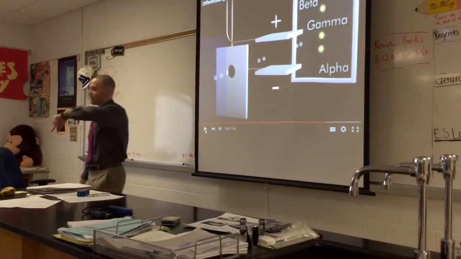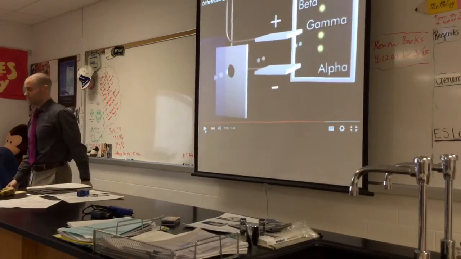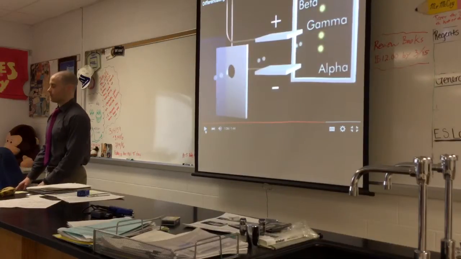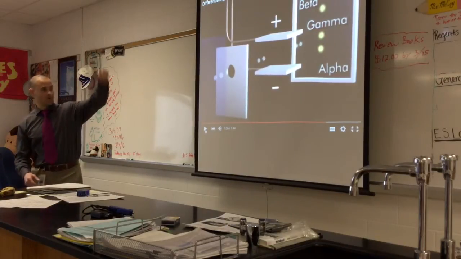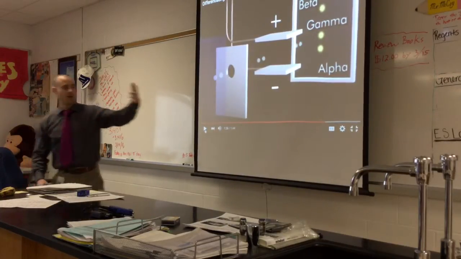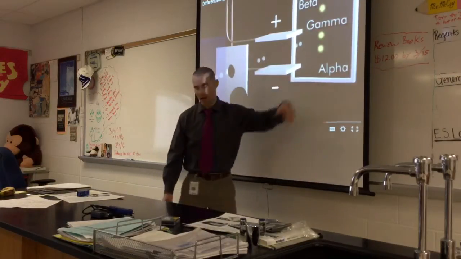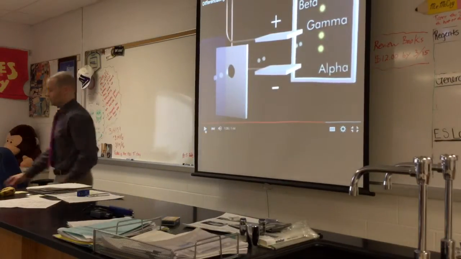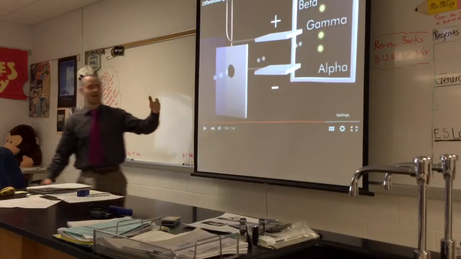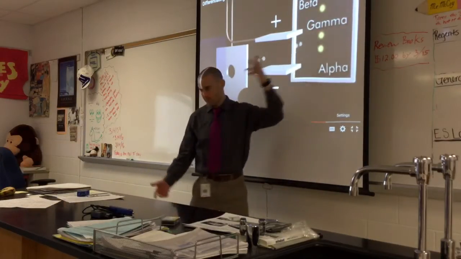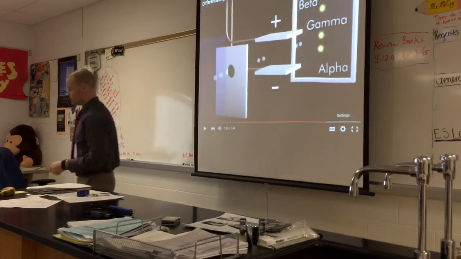If there was a positron stream, where would it go? Would it go straight through, would it go up, or would it go down? Down, right? Because a positron would be attracted to the negative. And then the next thing, she just shows each particle, and she says gamma is kind of like an X-ray. And it is kind of like an X-ray, all right?